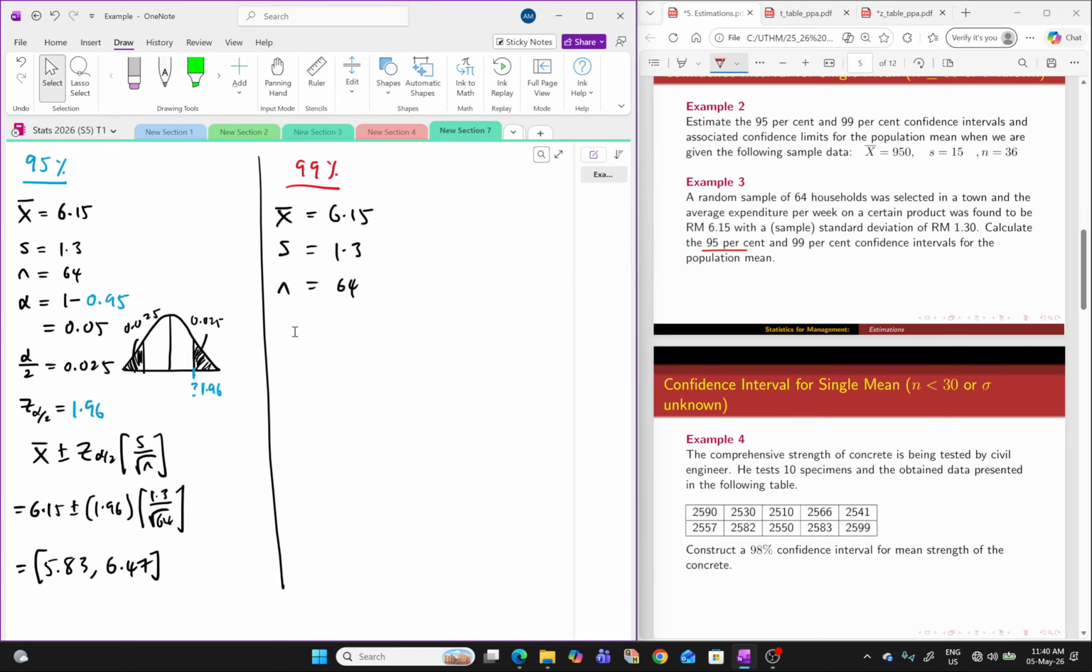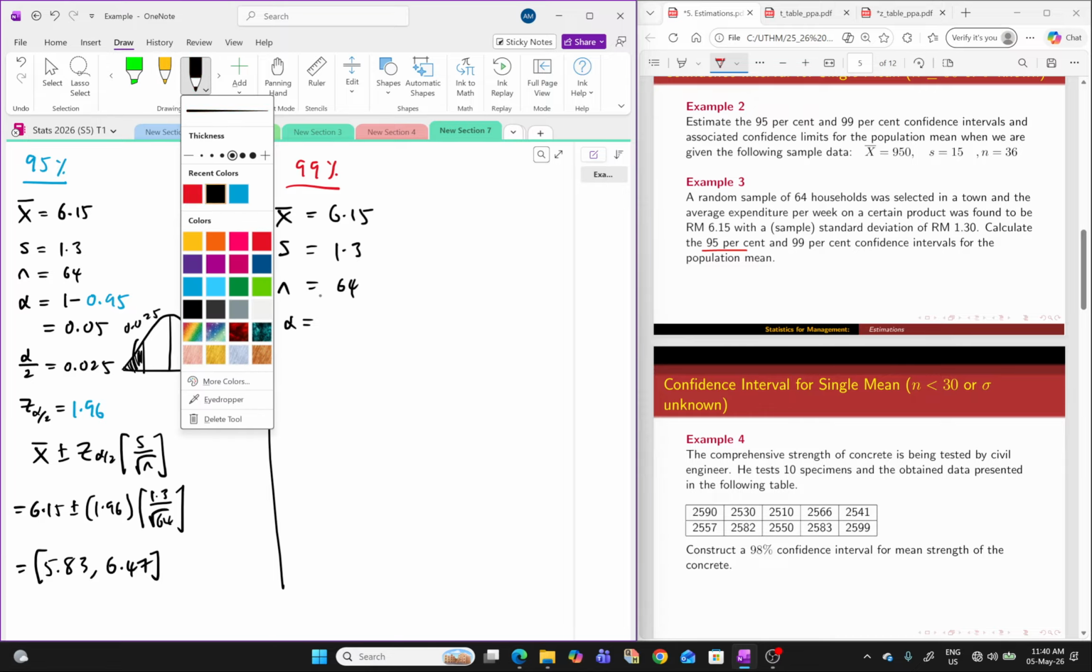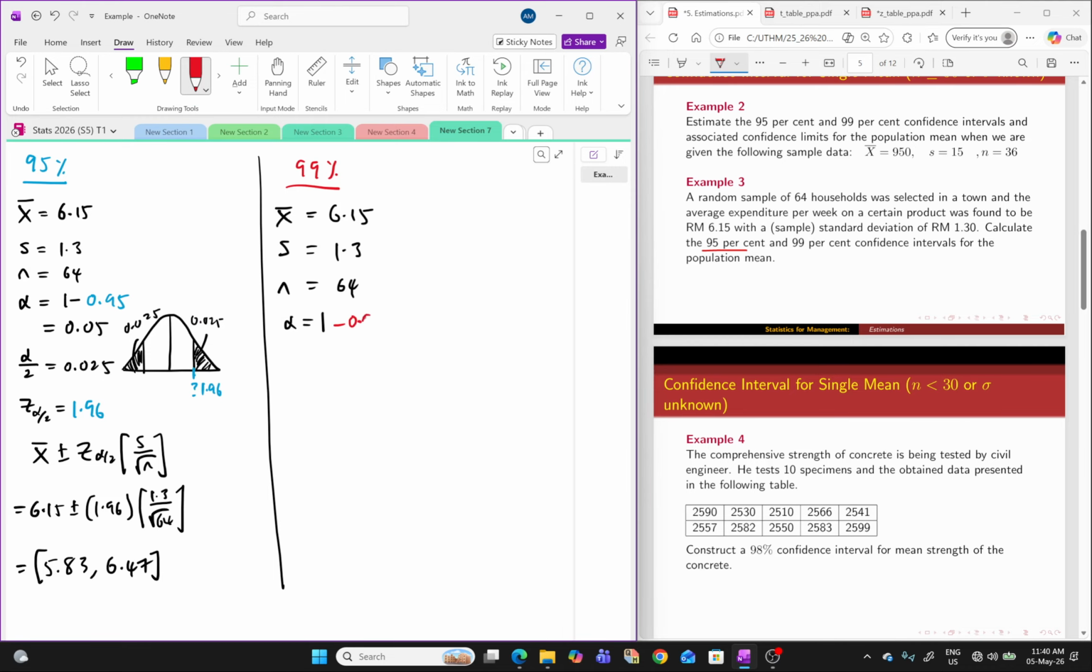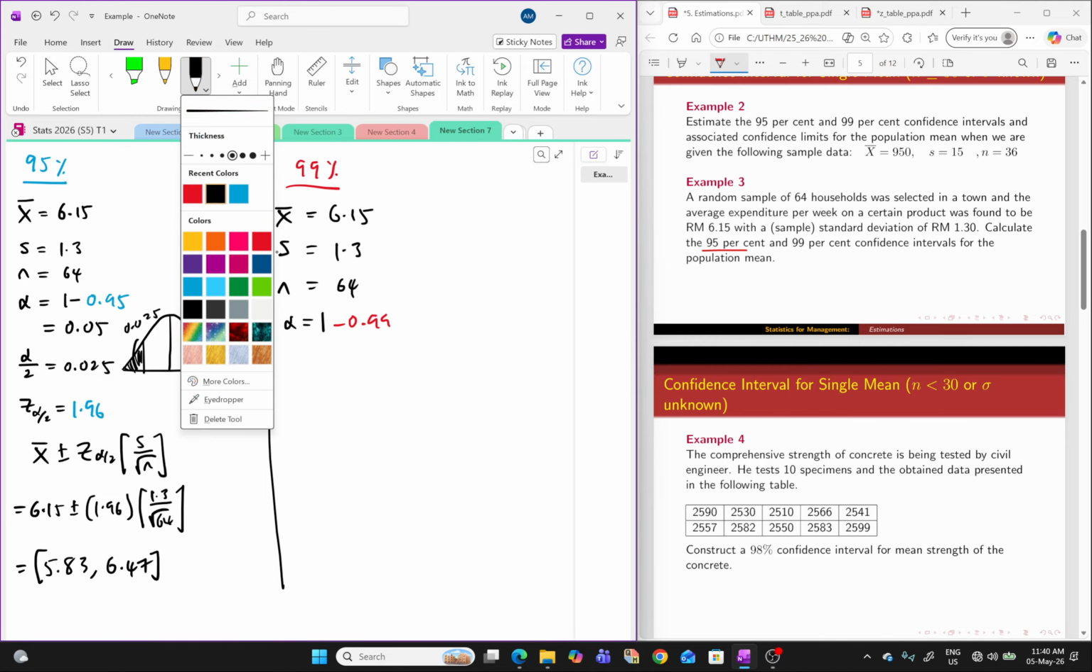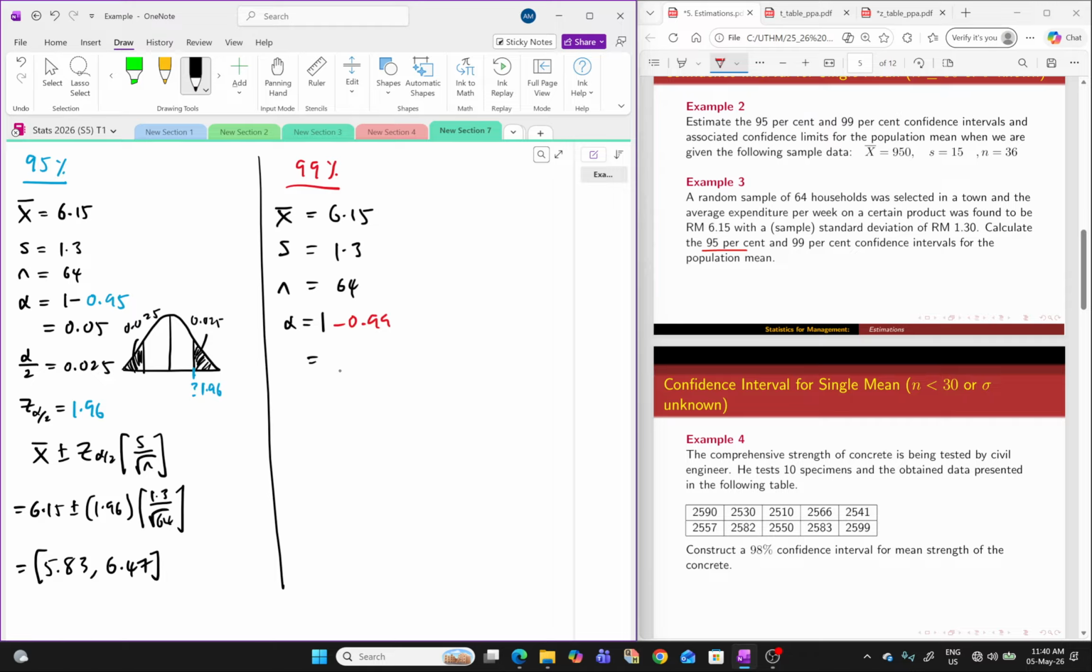Okay, from here onwards, you guys try. Alpha is what? 1 minus 0.99. You will get 0.01 and then proceed from here. The rest, let me know what you get for the interval.